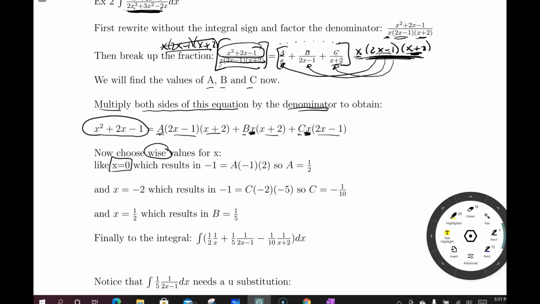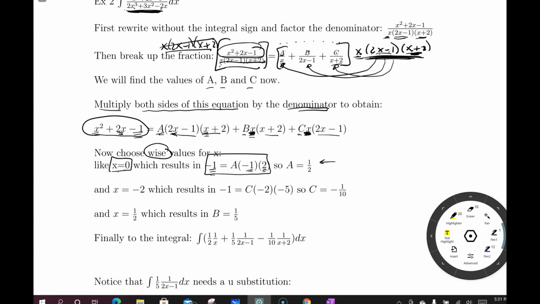So choosing x equals 0 means you put x equals 0 in for those two terms, so those are gone. So the left-hand side just gives me -1. If I put x equals 0 here, I get A times -1. Put x equals 0 here, I get times 2. So this is the equation I get to use to solve for A, so I get A is 1/2.